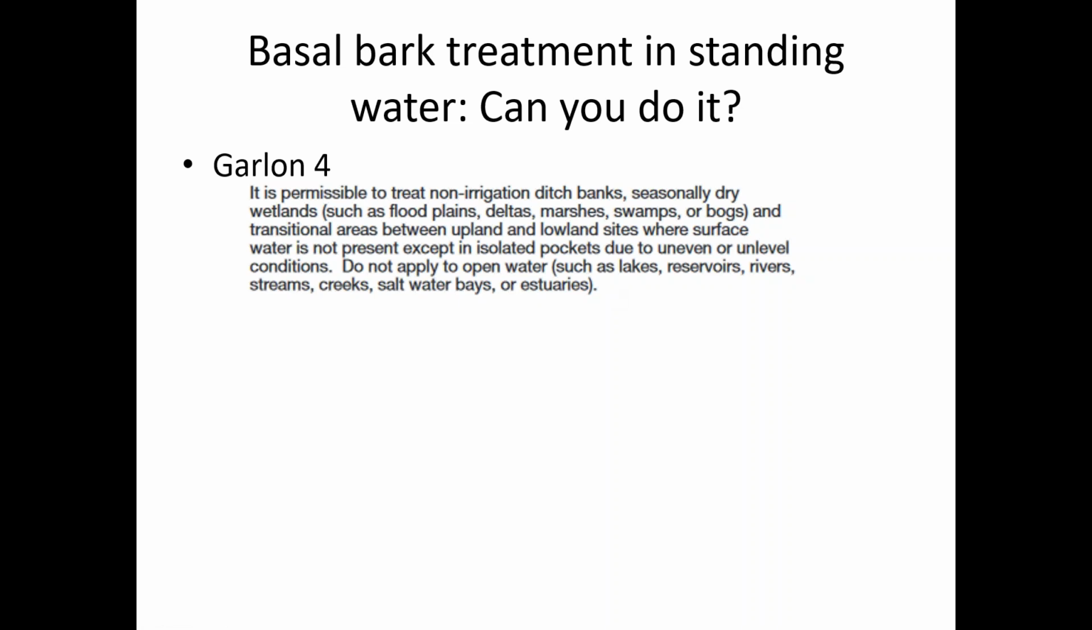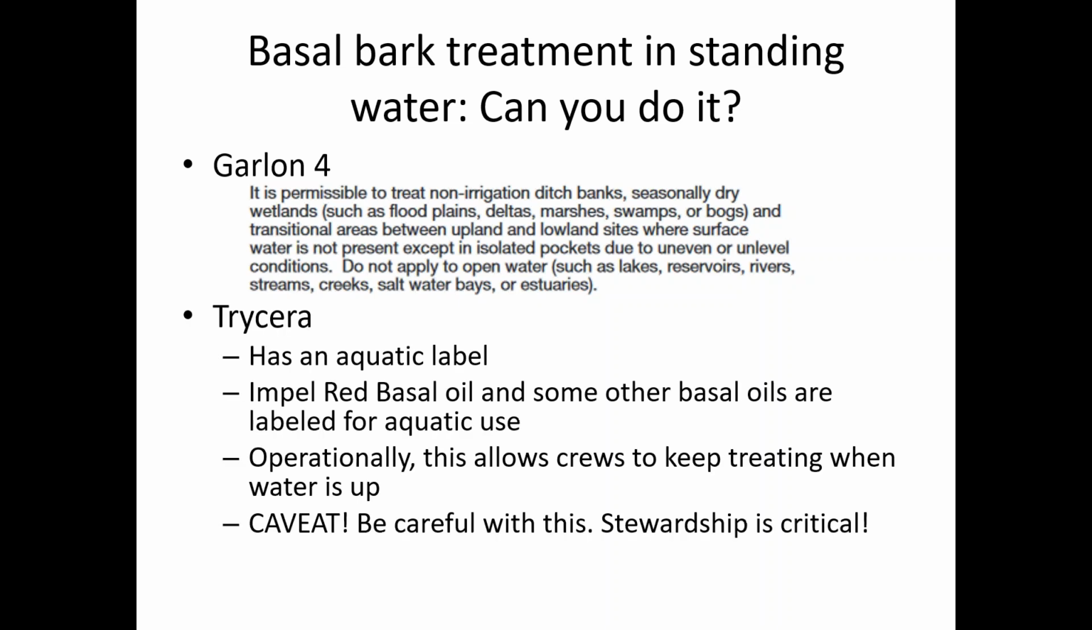And this is an issue, especially in many, many states where we have a lot of invasives in wetlands that are often seasonally dry, where folks can use Garlon 4 for some periods. Then it starts to rain, water comes up, and they've got to shut the job off there. Now, Triclera comes to the table here with an aquatic label. There are basal bark oils. One of them is Impel Red, but there are plenty of others out there that are labeled. Actually, they say they are approved for aquatic use.